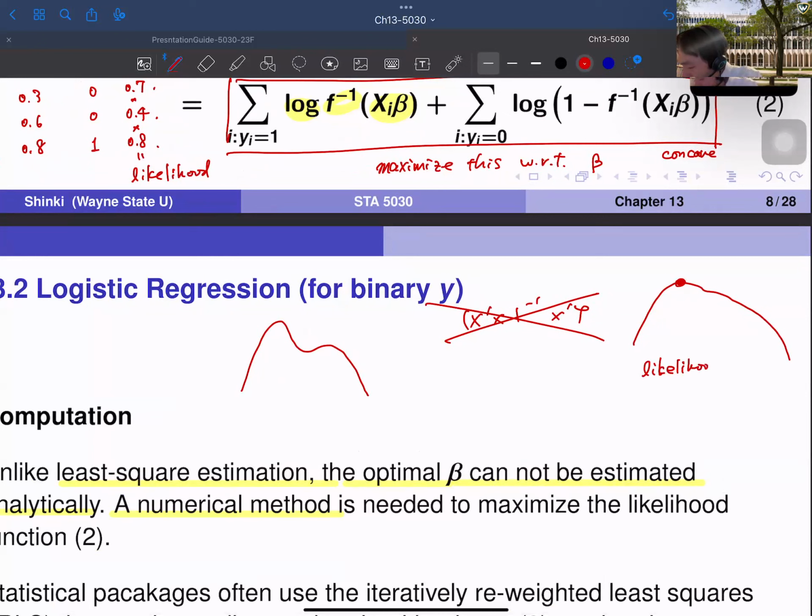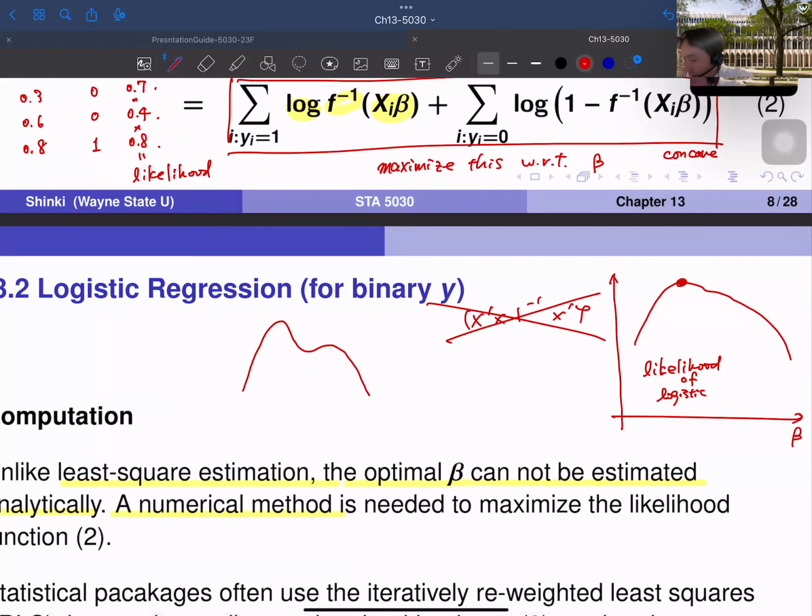Likelihood of the logistic function. We have a parameter space, maybe multidimensional, and the likelihood of beta. This is actually concave, so we only have one local maximum. The local max is equal to the global max.